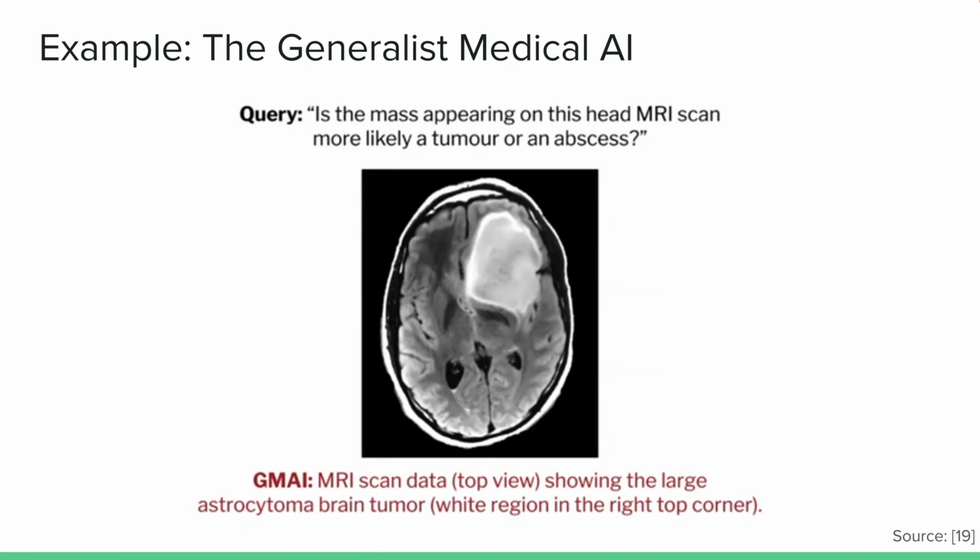And this is actually a big research topic right now, especially also in the medical field. The rationale behind this is that a generalist medical AI trained on vast medical datasets can analyze the image and provide an informed response. In this case, it identifies the large astrocytoma brain tumor shown in a white region in the top right corner of the MRI scan. So what makes this impressive is the model's ability to apply its general training in medical image analysis to provide diagnostic support, despite not being specifically trained or fine-tuned for this one task. The model's knowledge of various conditions and image patterns enables it to assist in this kind of medical decision-making.